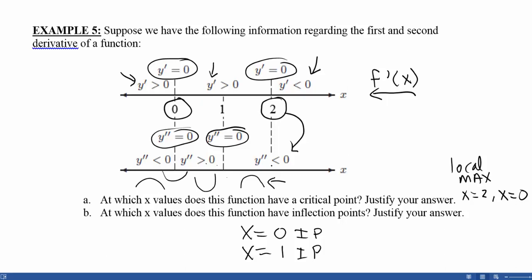So that's how we read these types of maps in terms of what sign the first and second derivative are and where these things equal 0. Let's do a couple of examples where we have information about the first derivative and we want to use that to talk about inflection points.